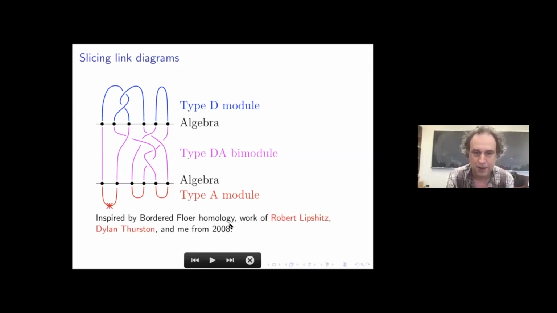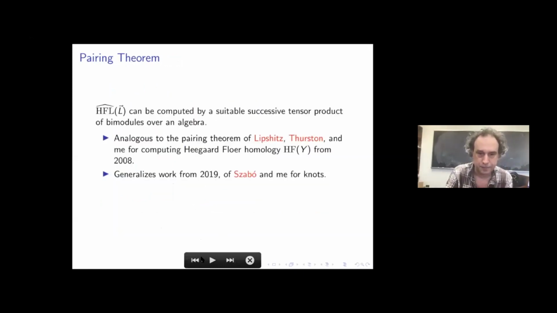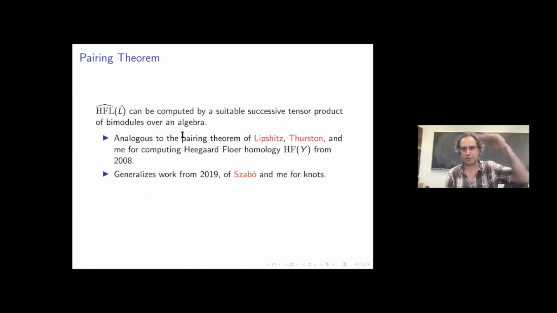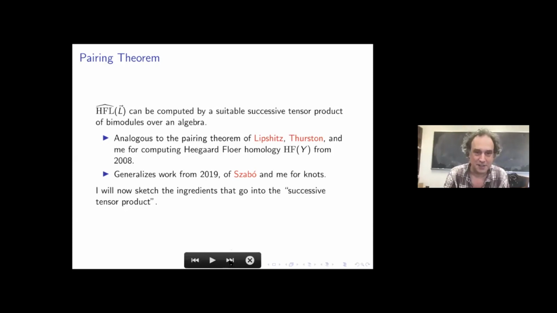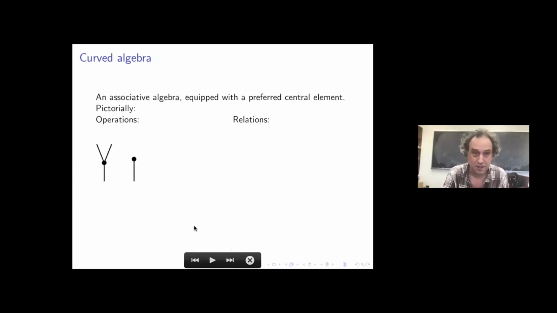This is work inspired by work of Lipshitz, Thurston, and me for 3-manifolds. The statement is that link Floer homology can be computed by a certain successive tensor product of bimodules over that algebra. And this statement is a theorem about counting pseudo-holomorphic curves. It's analogous to the pairing theorem in the closed context, and it generalizes some earlier papers of ours on the arXiv. Now I'm going to sketch the ingredients that go into these successive tensor products.